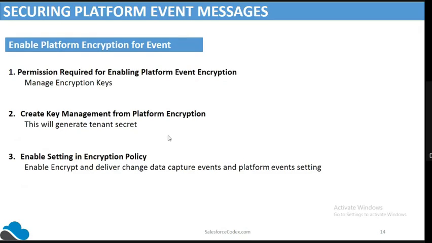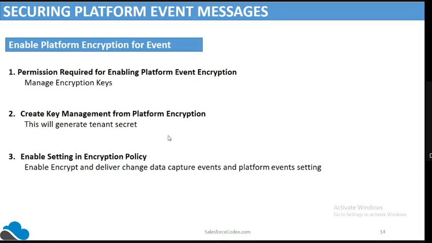How to enable platform encryption for events? By default in Salesforce, if you want to enable Platform Shield Encryption, you need access for Manage Encryption Keys. By default in a profile, you will not get this setting enabled. So you can create a permission set and assign it to the respective user. Normally, this is only applicable to the system admin or a super user. For other users, we should not give this kind of permission. Once that permission is granted, you go to Platform Encryption, Key Management. Before encrypting your platform event, you have to create a key. For generating a key, go to the Platform Encryption setup, where there is a Key Management menu. From there, you can create a key. After the key is generated, you can enable a setting in the encryption policy.